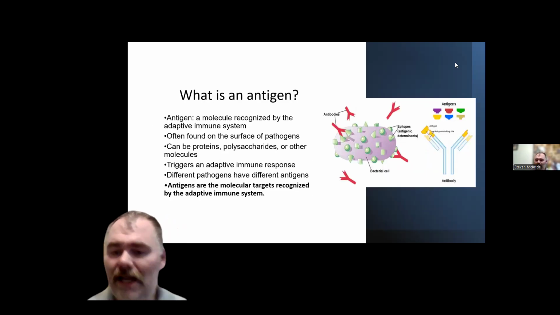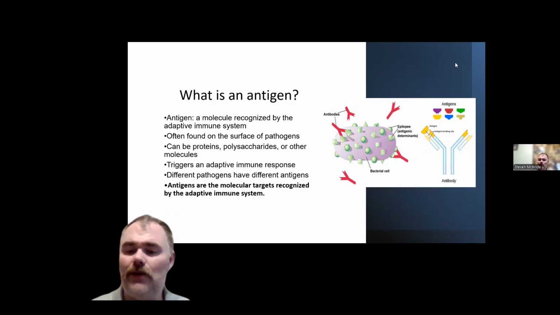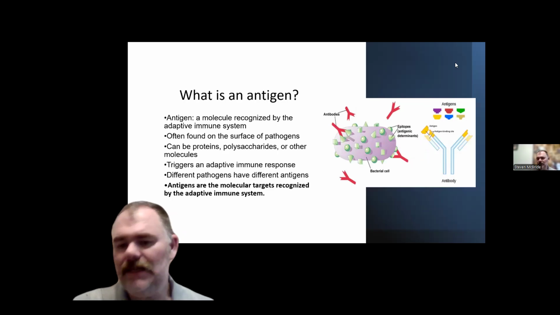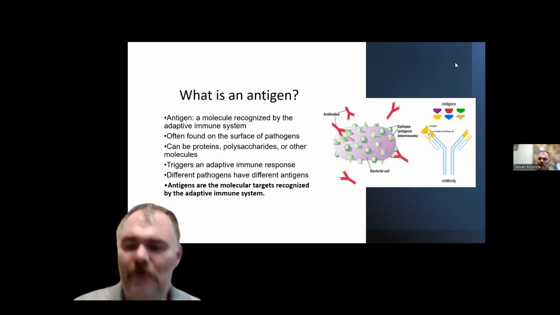To understand adaptive immunity, we first need to define an antigen. An antigen is any molecule that can be recognized by the adaptive immune system and trigger an immune response. Antigens are often found on the surface of pathogens such as bacteria, viruses, fungi, and parasites. They are commonly proteins, although other types of molecules can also function as antigens. One way to think about an antigen is as an identifying feature of a pathogen.